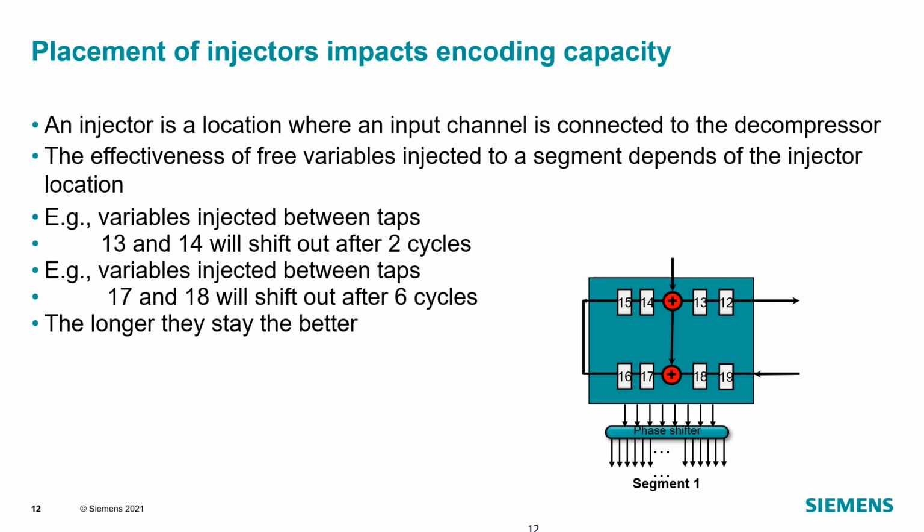The longer they stay, the more equations they contribute to. And by this, they increase the probability of successfully solving the equations and consequently contribute to improved encoding capacity. Here, for example, any variable injected into the input of flip-flop 13 leaves the segment in 2 cycles. On the other hand, variables injected to the input of flip-flop 17 travel through 6 flip-flops before leaving the segment.